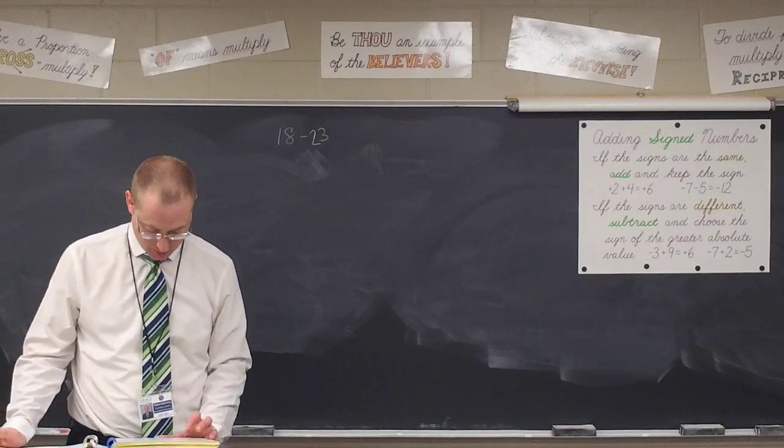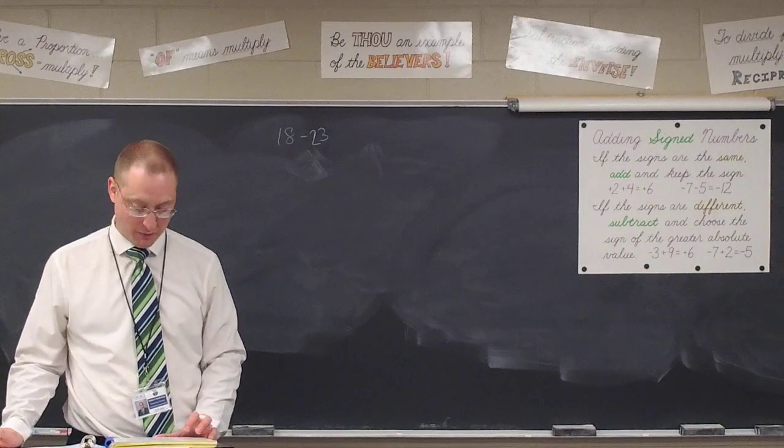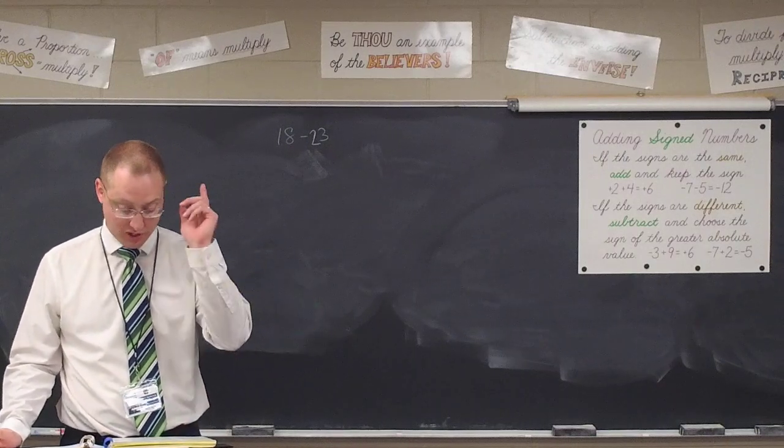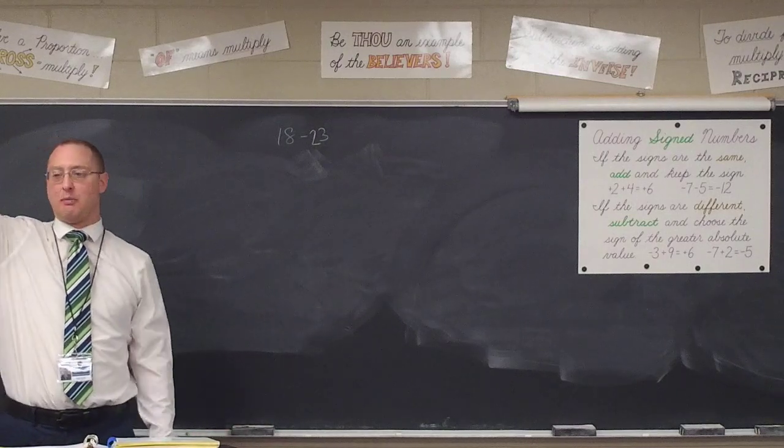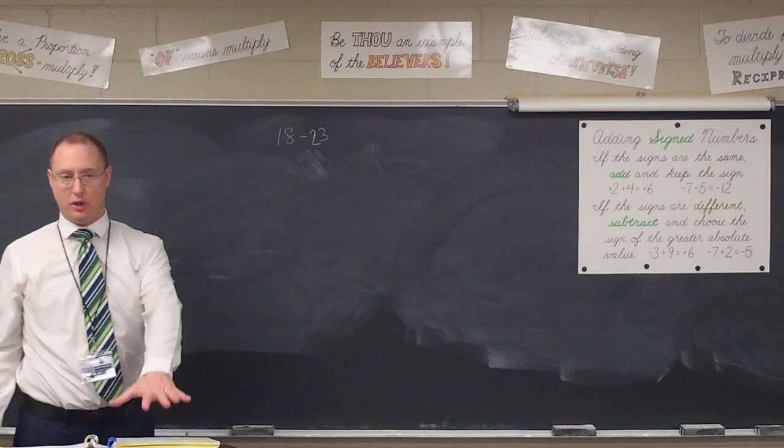Positive 9 plus negative 14. Subtract, keep the sign of the greater because the signs are different. We get negative 5. How many? 6 for 6. Got them all. Any questions at all on those?